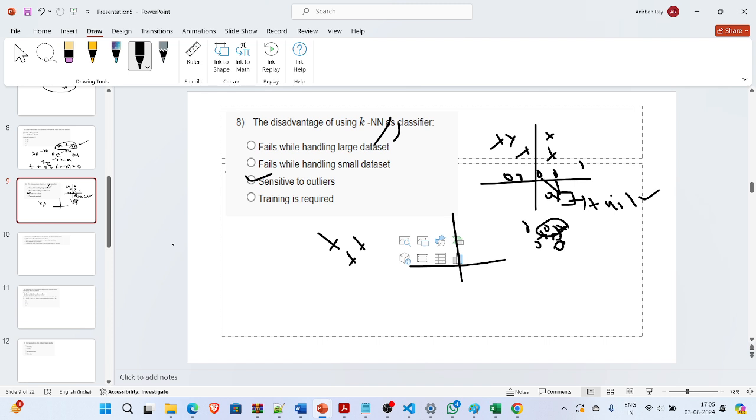So no, I think it is large data set. Also, it is also failing. You're correct. So both can be answered, A and C. But we have to choose a more important one. I thought this is the more important one.